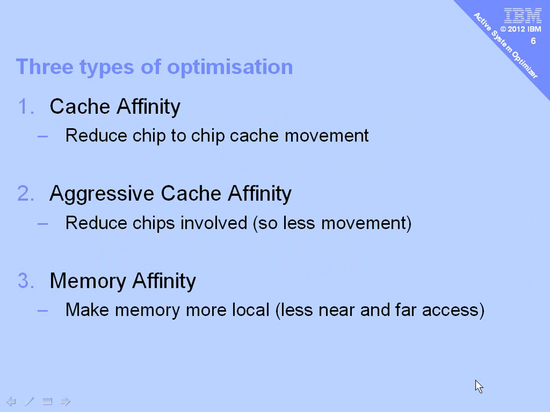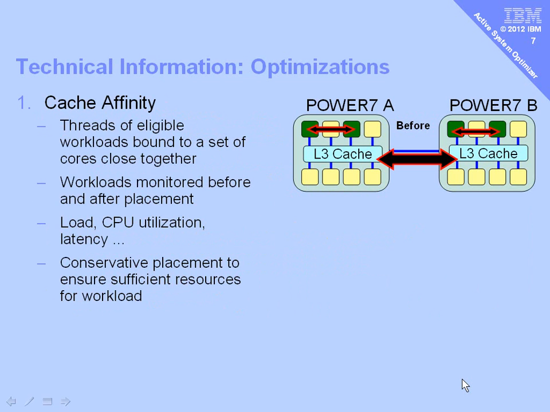ASO is focused on three types of optimization: cache affinity, aggressive cache affinity, and memory affinity, and we'll describe those next. Let's take this first example of cache affinity.